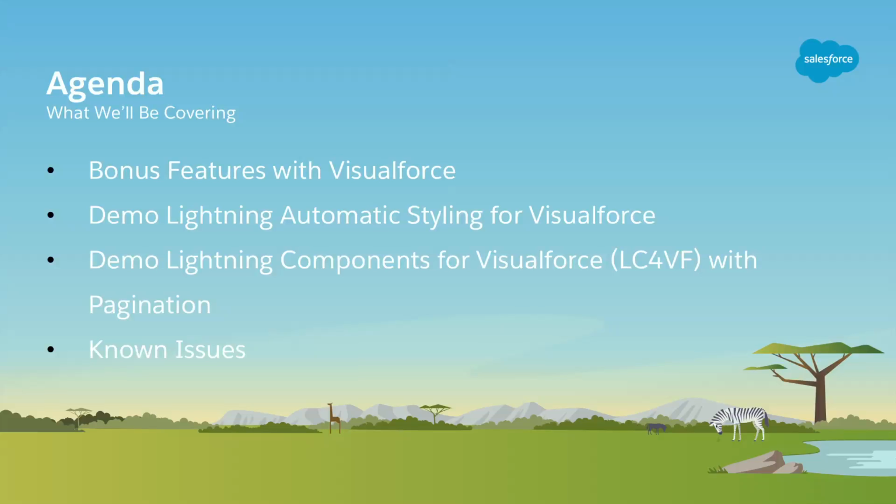We're going to demo a new feature called Lightning Automatic Styling for Visualforce, which I'll talk about a little bit later. We're going to demo something called Lightning Components for Visualforce, or LC for VF, and drill down on pagination, one of the bonus features. So I'm going to combine those together in that demo. And we'll talk about some known issues.